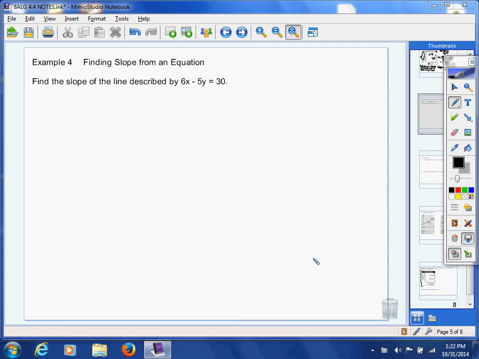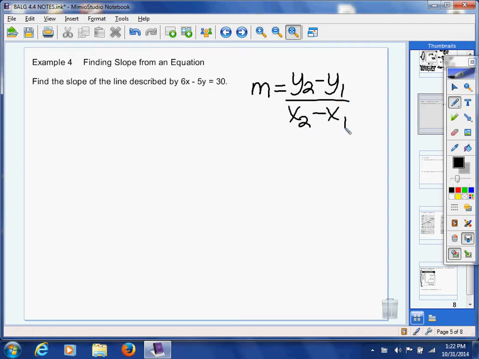Students, welcome back again. This is section 4.4, example 4, and this time we're going to find slope from an equation. So remember what we've been working on, we've learned the slope formula. That's what this particular section is all about. So I'm going to bore you to tears with this again. m equals y sub 2 minus y sub 1 divided by x sub 2 minus x sub 1.